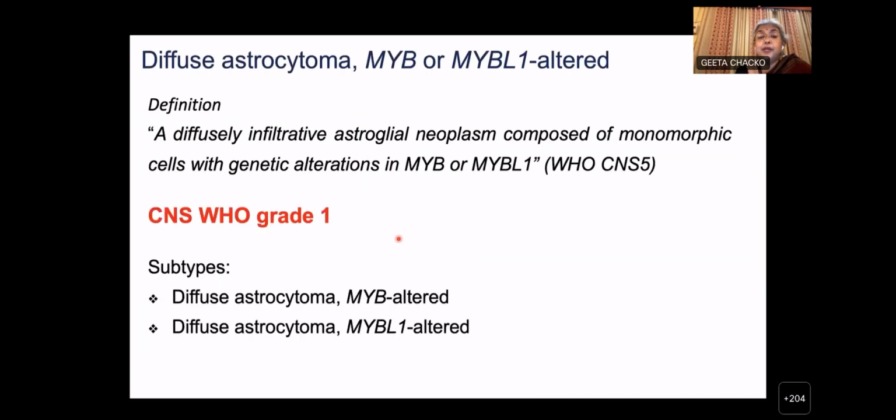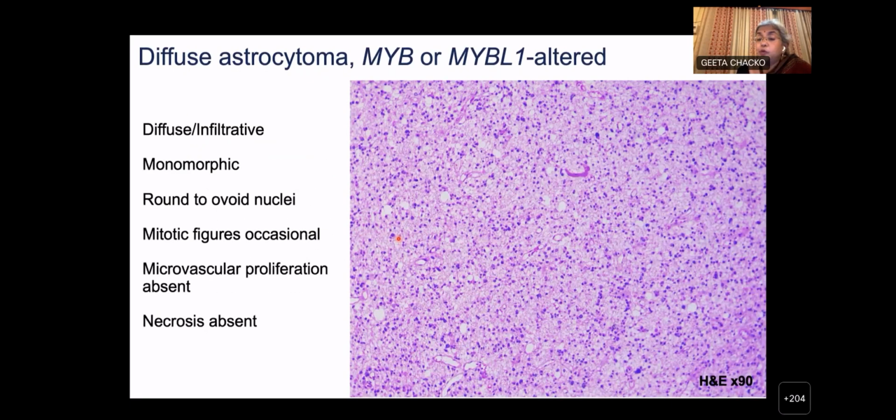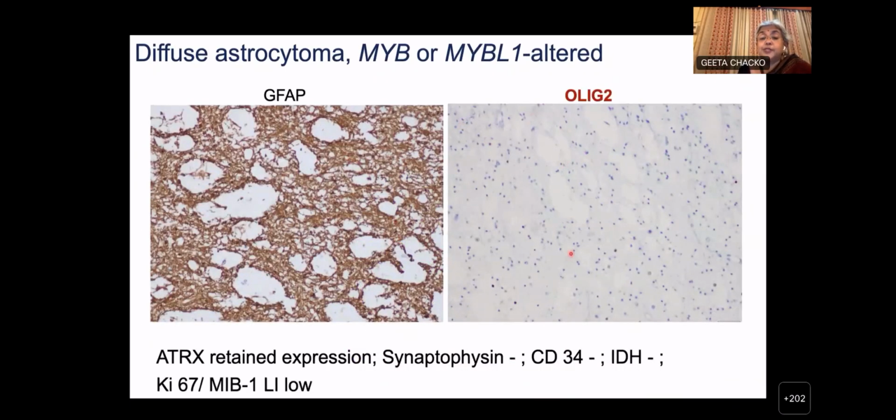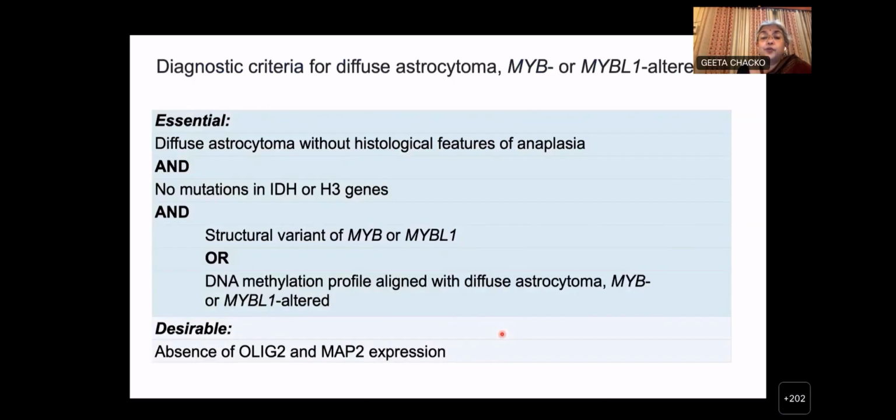The diffuse astrocytoma, MYB, MYBL1 altered is also a CNS grade 1 tumor, again in drug-resistant epilepsy, again a diffuse low-grade glioma, with a very monomorphic diffuse pattern of infiltration of tumor cells. They have retained ATRX. They are another set of tumors that are OLIG2 negative. And this requires demonstration of the MYB or MYBL1 fusion to make a diagnosis. There is a surrogate marker with a protein available, which can be seen as a nuclear accumulation, and it is important to diagnose because they have a good prognosis. So in this particular entity, amongst the diffuse gliomas, one definitely needs to prove that there is no IDH mutation, there is no H3 mutation, and there is an alteration in MYB or MYBL1.